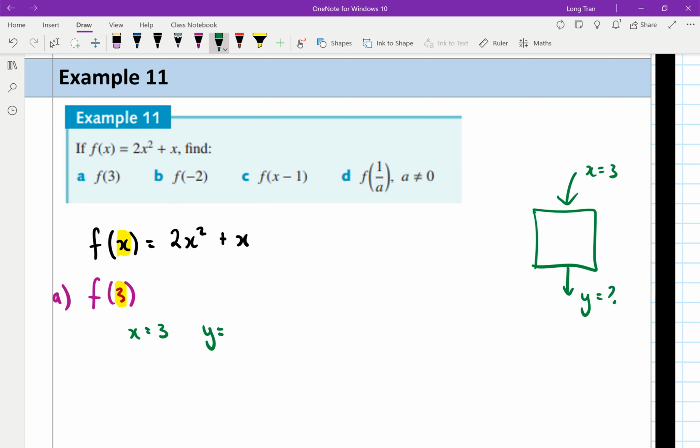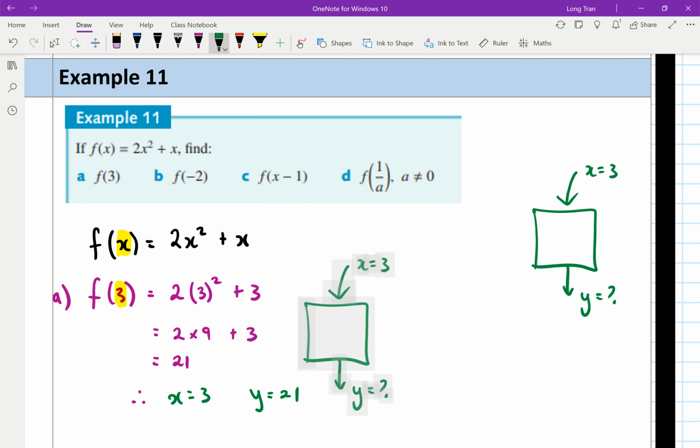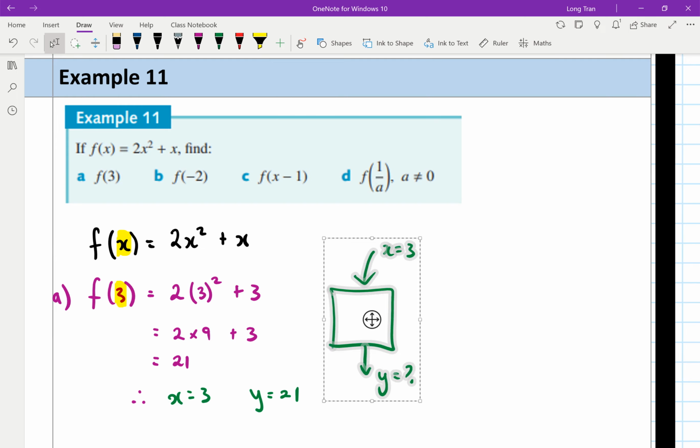F of 3 means when you solve it, you're replacing all the x values with a 3. And then when you solve it, you've got 2 times 9 plus 3. 2 times 9 is 18. 18 plus 3 is 21. So what that's trying to say is when x is 3, the y value is 21. That's essentially what this is trying to say over here. That's what f of 3 means.